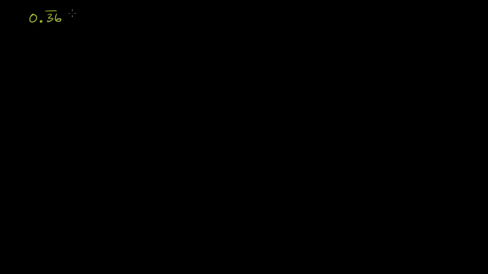So let's say I had 0.36 repeating, which is the same thing as 0.363636. Since the bar is over the 3 and the 6, both of those repeat: 36, 36, 36, and it just keeps going on and on and on like that forever.